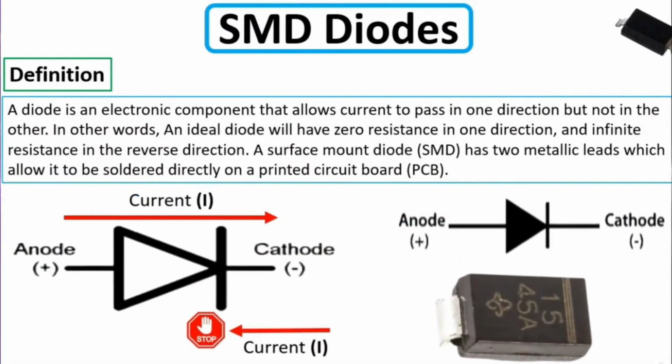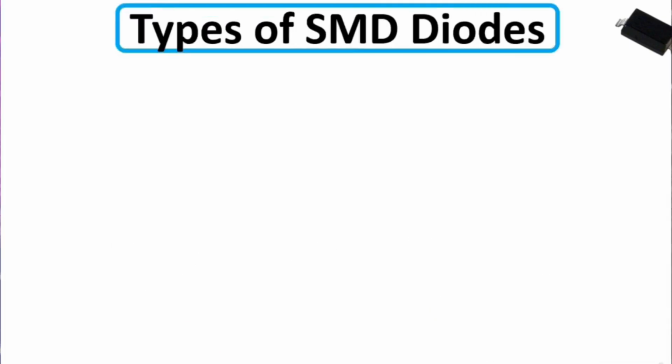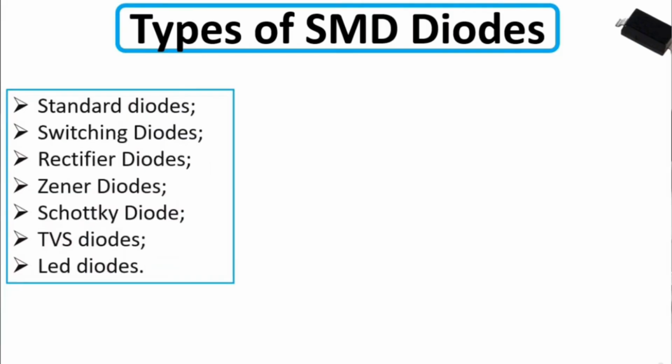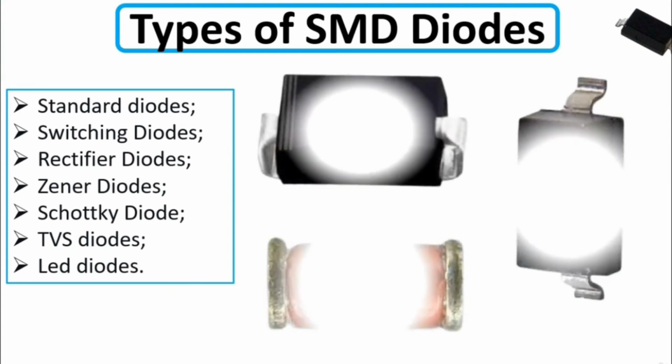Diodes are fundamental electronic components that allow current to flow solely in one direction while effectively blocking it in the reverse. Their basic structure consists of an anode and a cathode, which are crucial for this functionality. Different types of surface-mounted diodes, or SMD diodes, encompass standard, switching, rectifier, and Zener diodes. Each variant serves distinct purposes within electronic circuits, influencing their operational attributes significantly.